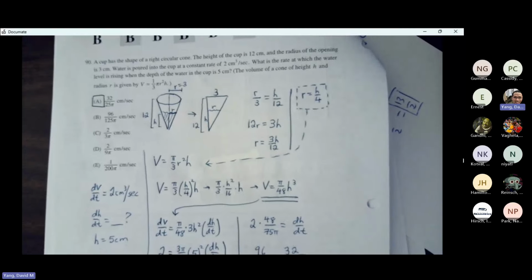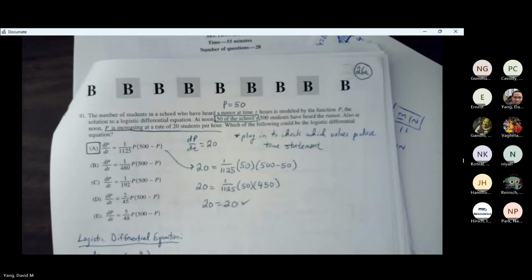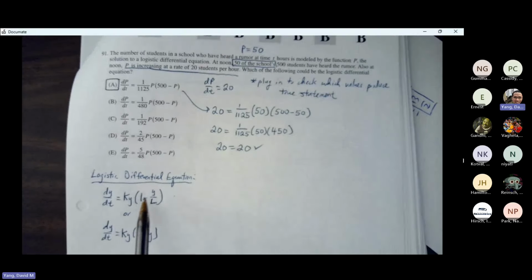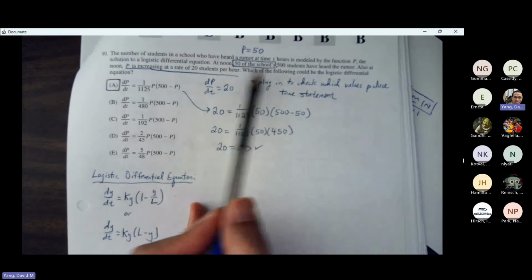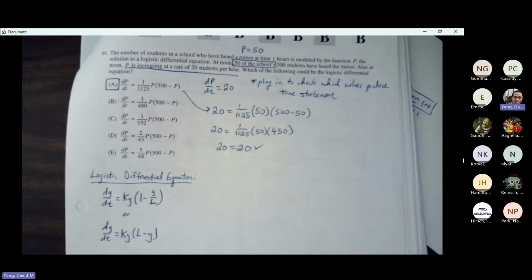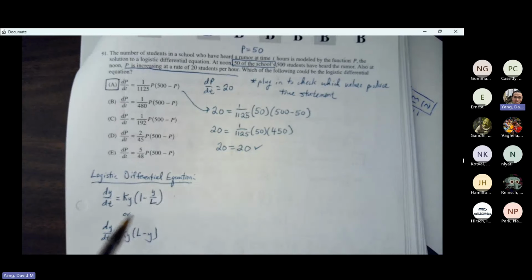Notice that there is a cone problem, related rates. A logistic equation, being able to see the different variations of it. And sometimes it's just identifying what each of the values represent and then plugging in and seeing which one is actually going to be a true statement. So, understanding the parts of a logistic equation, sometimes it's just kind of like a verifying problem.